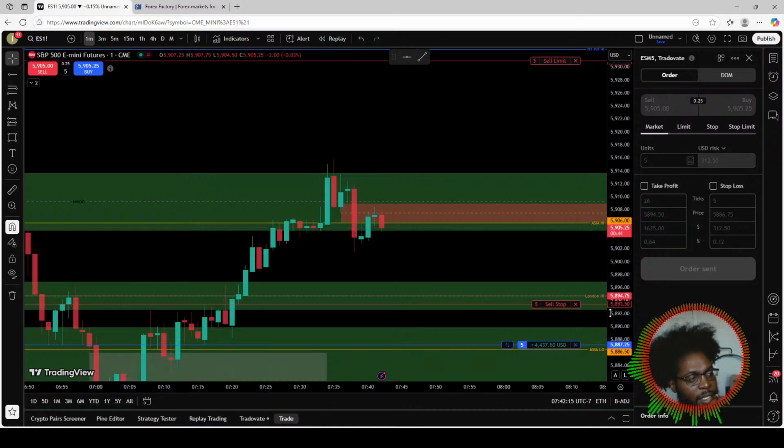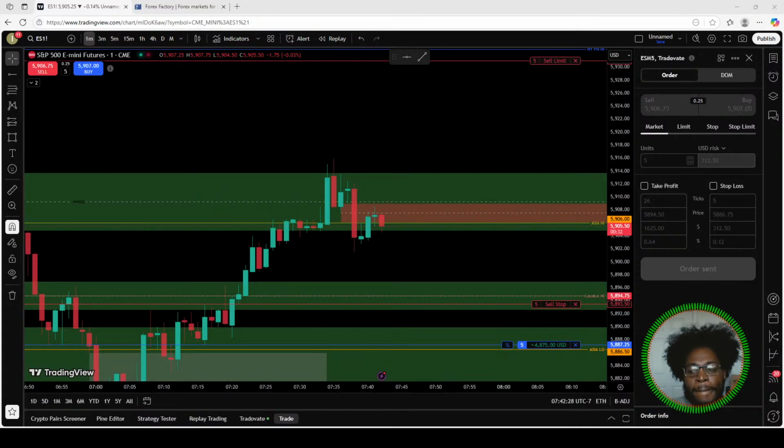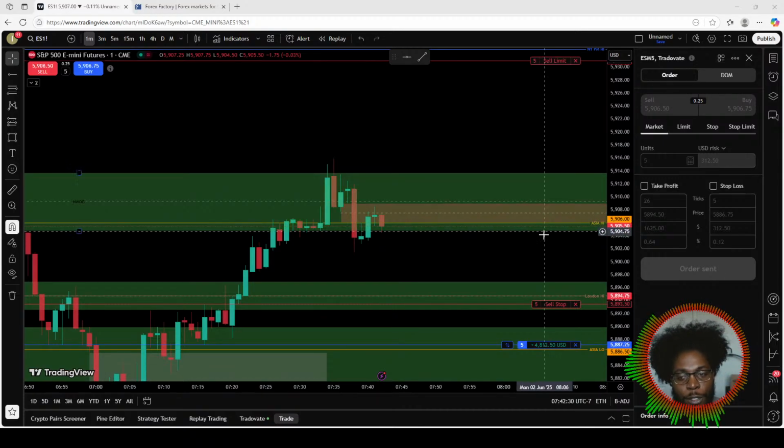How much time is left? I'm just seeing how these candles are printing and how much time is left, so I can decide what I want to do. But either way, we're gonna close green.